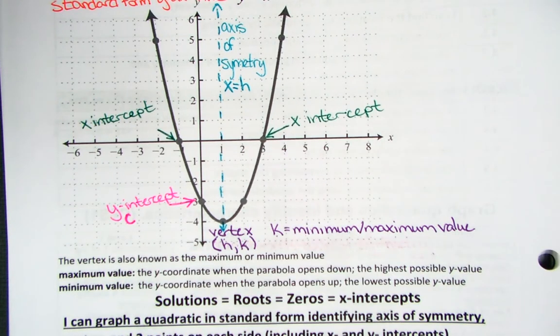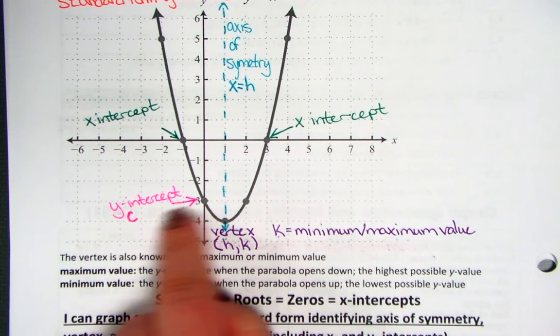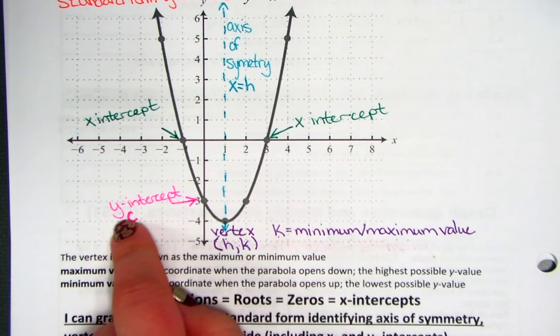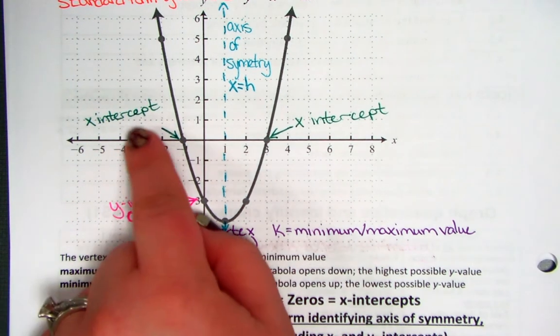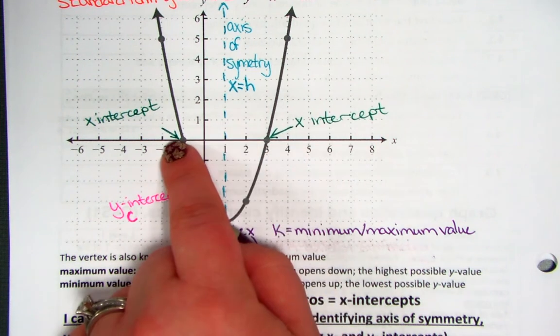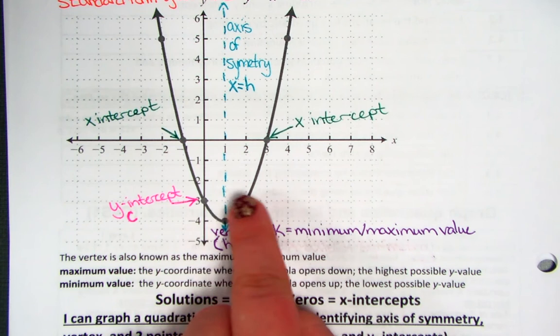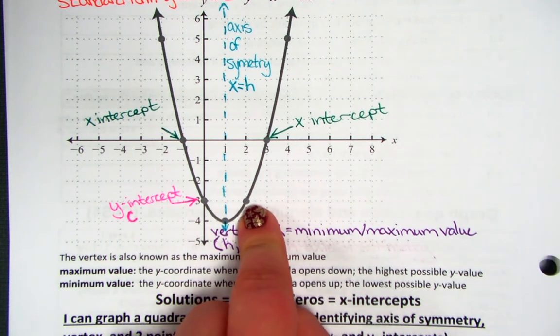So when the standard asks us to identify at least 2 points on either side, one of those points, more often than not, will be your y-intercept. 2 of those points will serve from your x-intercepts. And then the other point can come from mirroring your y-intercept across the axis of symmetry.